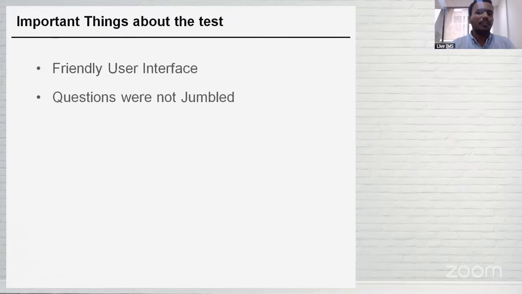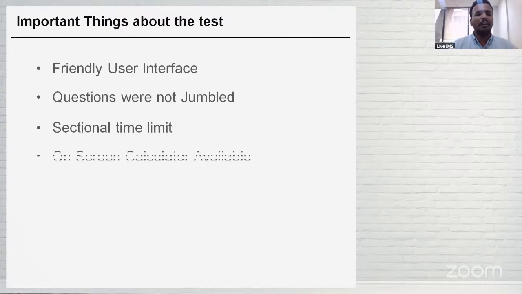The questions were not jumbled. From last year onwards, they are giving you the questions section-wise, and the questions were not jumbled as usual. So this is something new which has been started from last year, that there is a sectional time limit. For each and every section, how much time has been given, we will be talking about it now in the upcoming slides.